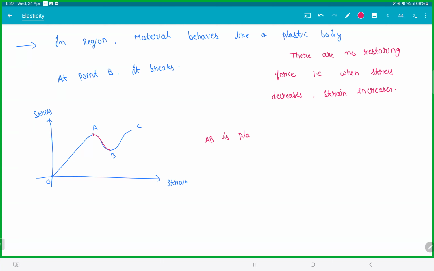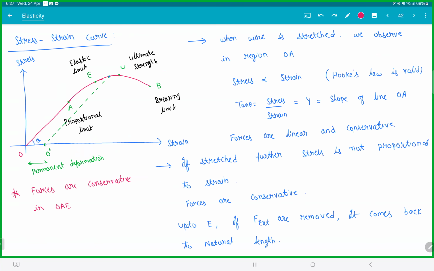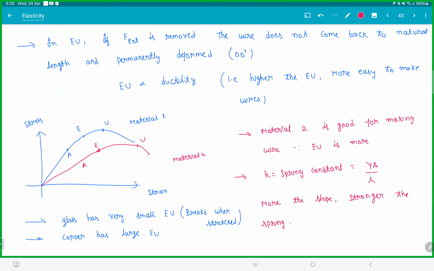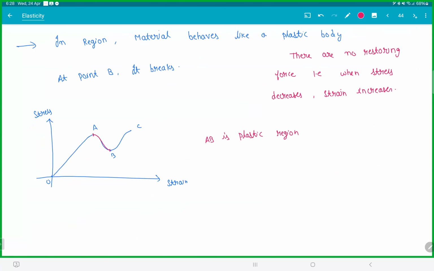It's a hypothetical material. So you would get theoretical questions on this. What are all the theoretical questions here? In which region are forces linear? OA. In which region are forces conservative? OE. If EU is more, what will happen? It's more ductile, easy to make wires. The slope will give you the Young's modulus, and the plastic region. So these are like 4 or 5 theoretical questions they can pop up on this. Have a look at this.